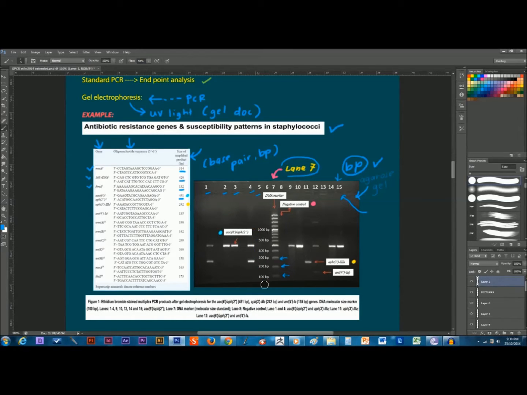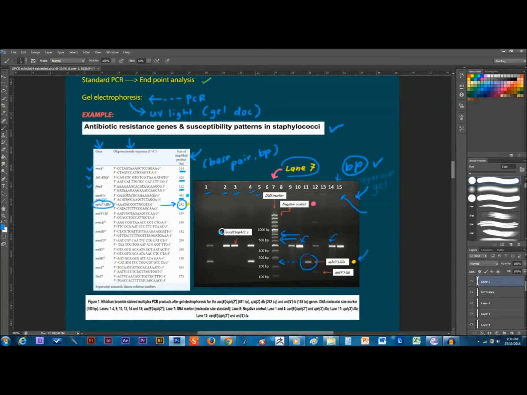And then we run our agarose gel, and if a band is produced, we must compare it with the ladder here. So for example, this gene APH3 will have the target DNA band of 242 base pair. So we observe according to the DNA marker, so we know that this band belongs to this gene. Okay.